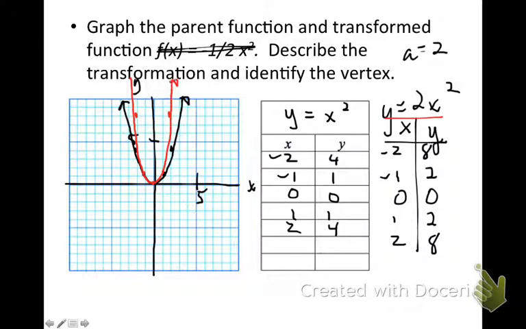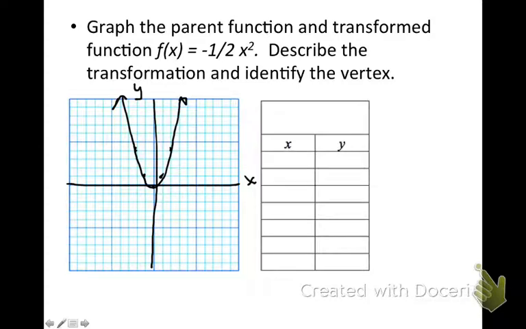There. Now you can see the graph of our transformed equation, y equals 2x squared, the red graph, is skinnier, it's narrower than the parent function. And so this is what we call a vertical stretch. I can know that by looking at my equation because my a value is 2. And if a is greater than 1, then I will have a vertical stretch.